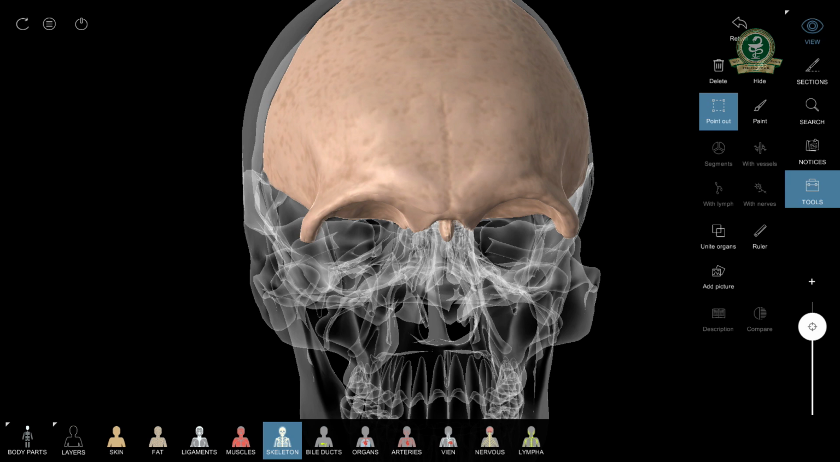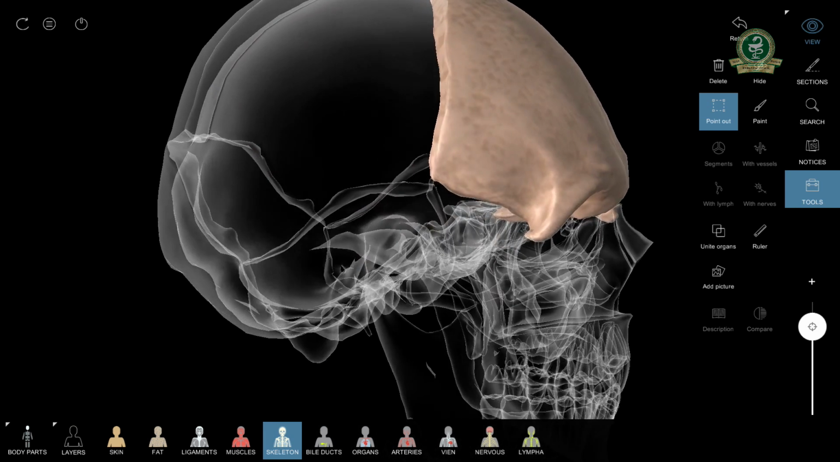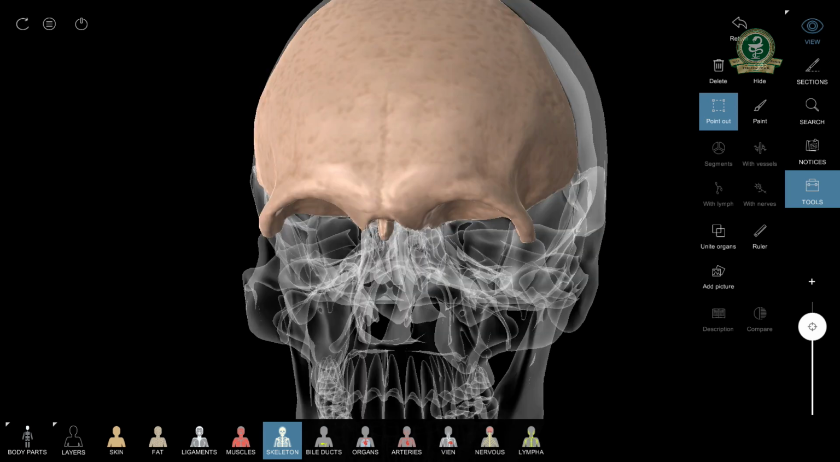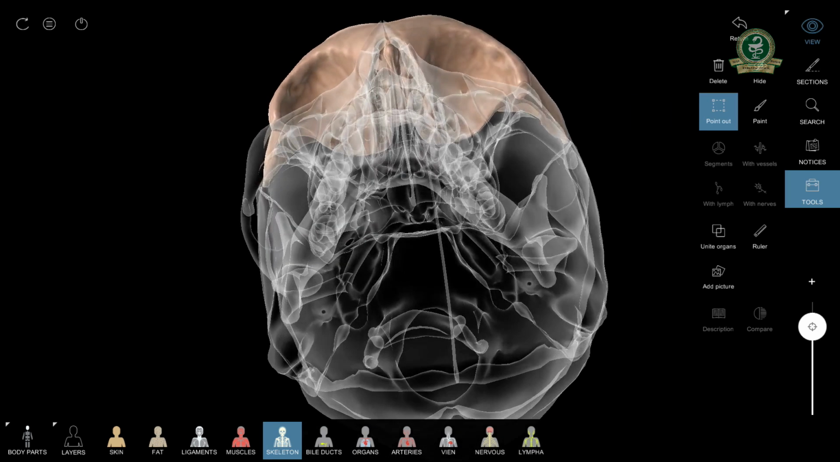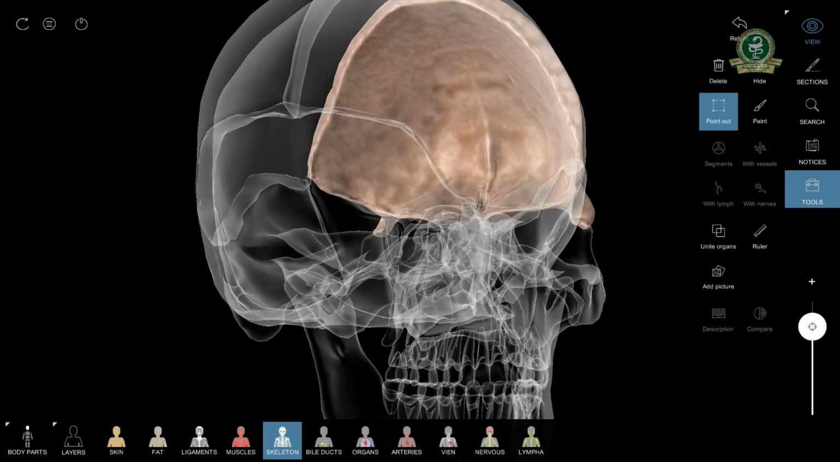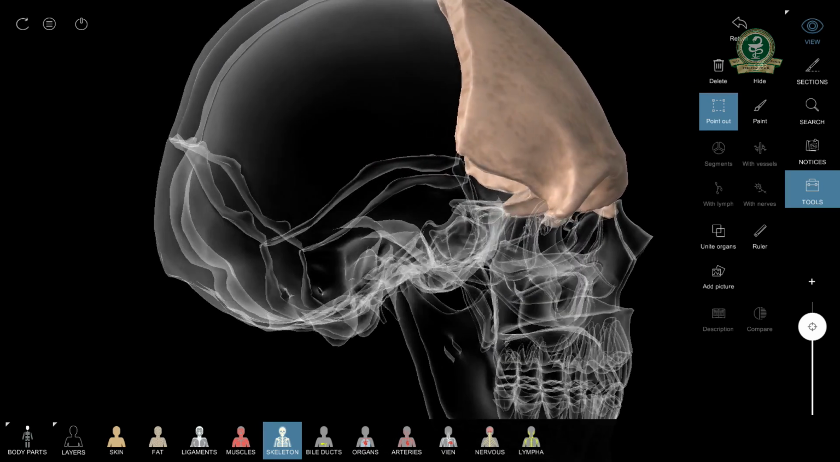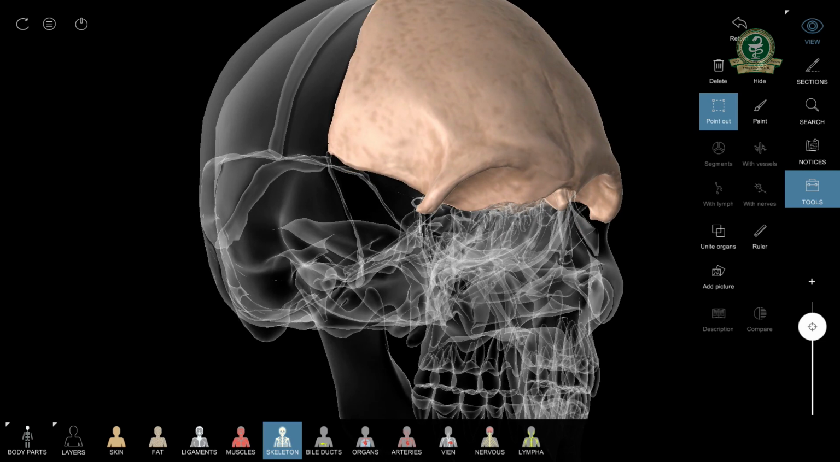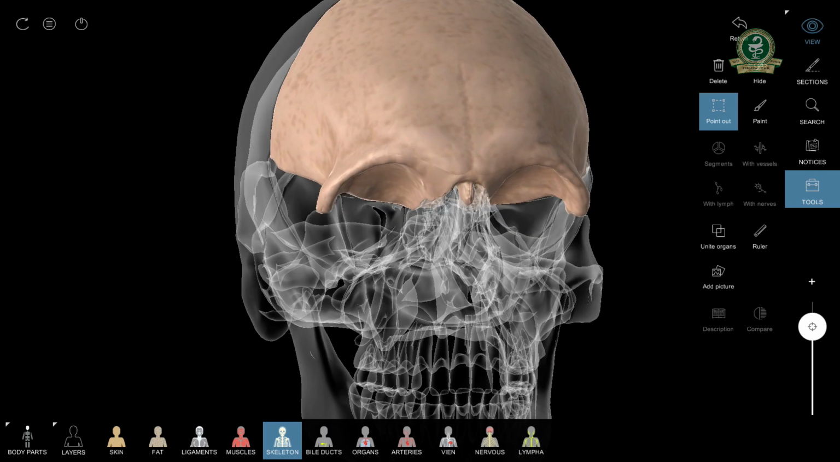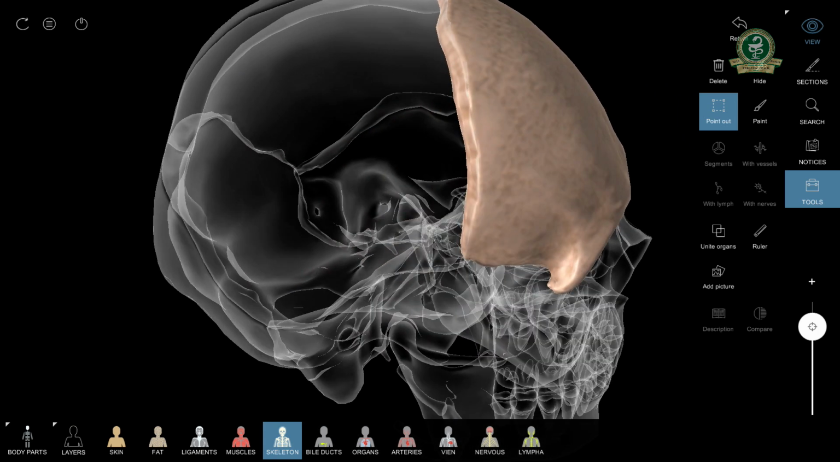And the frontal bone has a sinus also. In the body of the frontal bone, we have a sinus. How to show it to you? Frontal sinus. We have two frontal sinuses here, and people call it the frontal air sinus. And we came to the parietal bones.